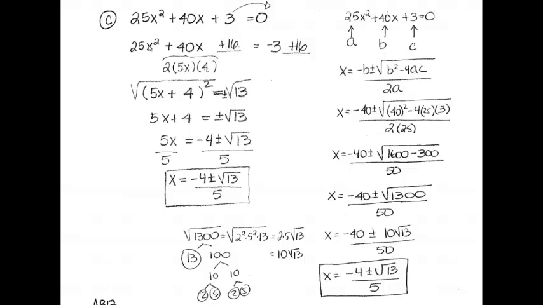I can rewrite this trinomial as (5x plus 4) to the second power equals negative 3 plus 16, which is 13. To get rid of this square, I take the square root of both sides. And basically I just solve for x. Move the 4 to the other side. Divide both sides by 5. And that's my answer right there.